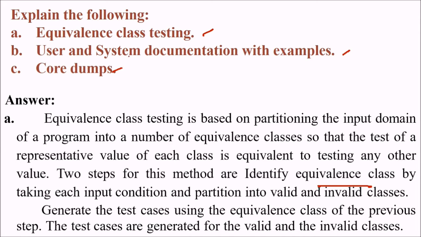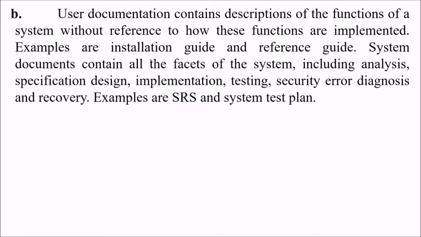Then comes the next part, user and system documentation with examples. User documentation contains a description of the function of a system without reference to how these functions are implemented, because implementation detail is not there. Examples are the installation guide and reference guide. System documents contain all the facets of the system, including the analysis, the design, the implementation, the testing, the security, error diagnosis, the recovery, and the quality. For example, we have the SRS and the system test plan.